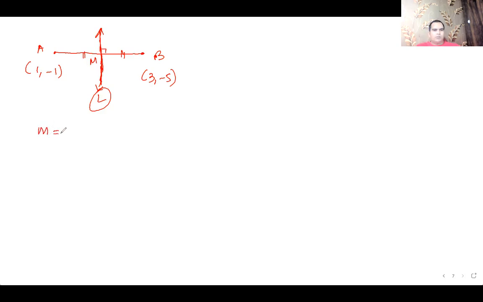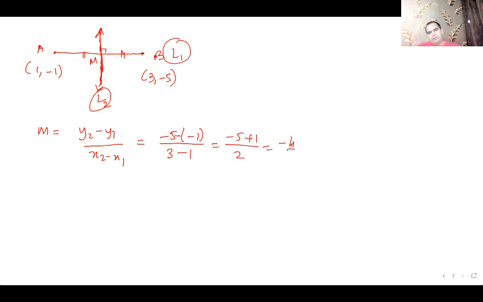First you find the slope of line L1, which will be y2 minus y1 over x2 minus x1. This is L1, and this is L2. We're going to get negative 5, minus negative 1, over 3 minus 1. So this becomes negative 5 plus 1 over 2, which is negative 4 over 2, which is negative 2. So the slope of this line is negative 2. Now y equals negative 2x plus c would be the equation of L1, but I'm not finding the equation of L1, I'm finding the equation of line L2. So you find the slope of L2, which is going to be 1/2, the negative reciprocal.